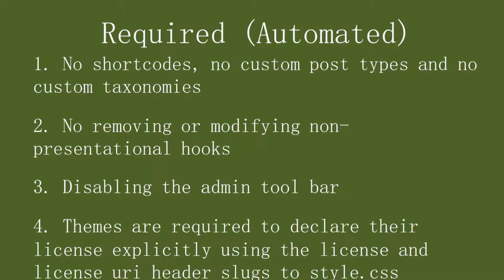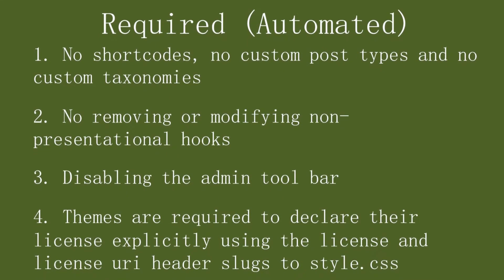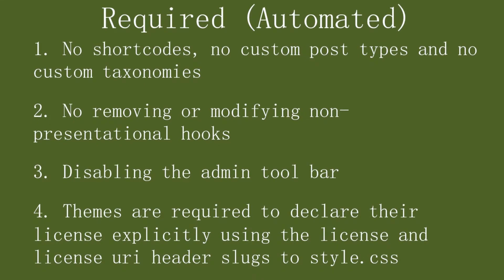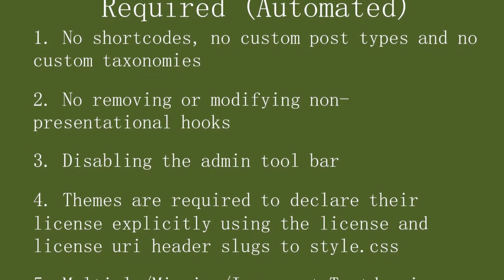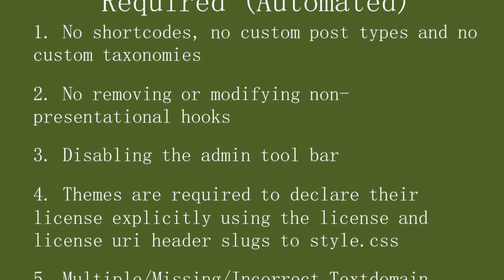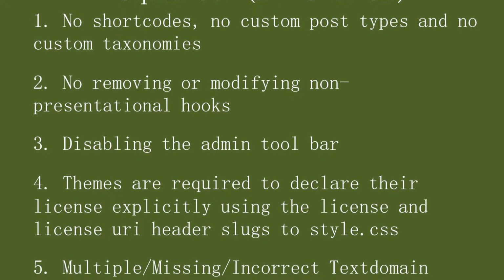So the review workflow. The required automated stuff will be taken care of by the theme check. It checks for all the shortcodes and custom code types. It will not allow disturbing the admin toolbars. These are all requirements that we needed to check manually, but now the theme check plugin does it automatically for us. After this, there are a few things that we'll need to check manually.